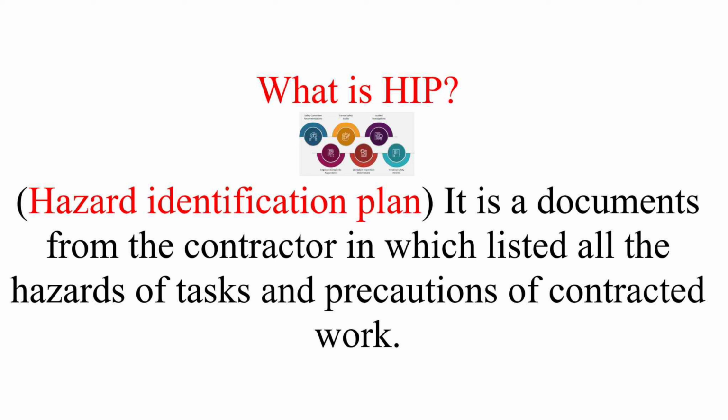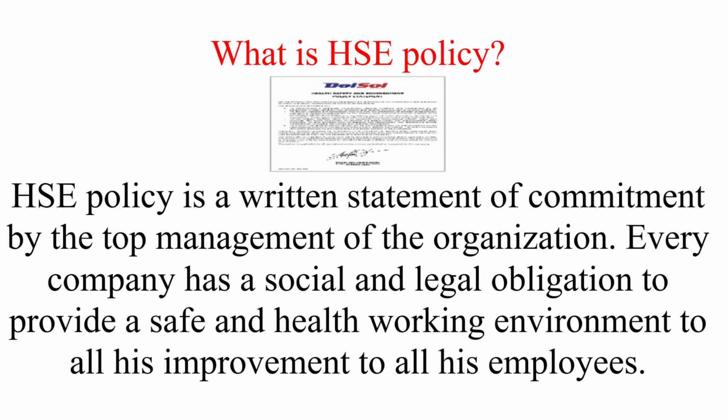What is HIP? Hazard Identification Plan. It is a document from the contractor in which all the hazards of tasks and precautions of contracted work are listed. What is HSE policy? HSE policy is a written statement of commitment by the top management of the organization. Every company has a social and legal obligation to provide a safe and healthy working environment to all its employees.